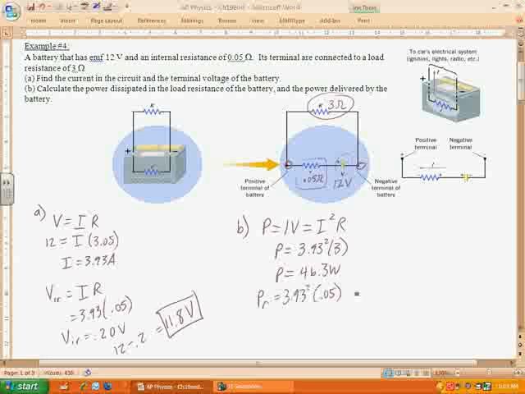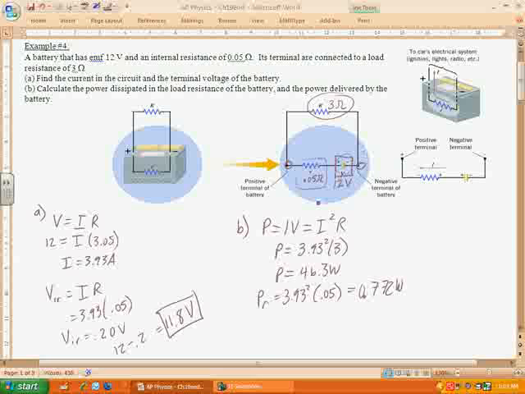And so the total amount from the battery would then be these two added together, right? Or you could have just used the initial voltage and been able to figure it out that way as well. All right, so that's example number 4. Let's go on to example number 5.